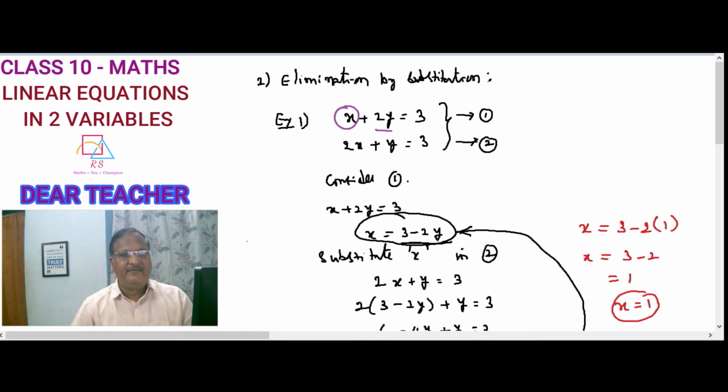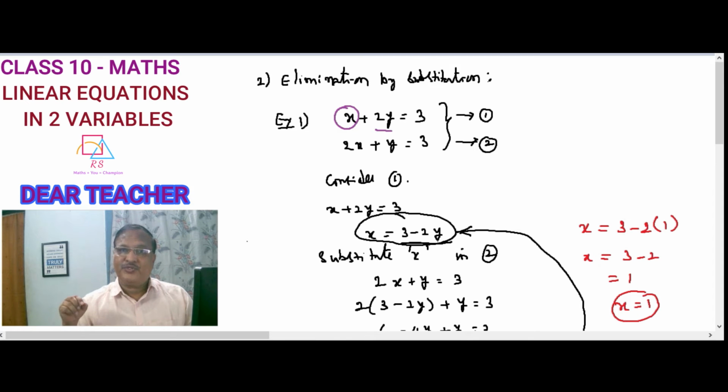Find any variable in terms of the other, and substitute that value in the other equation, so that only one variable remains. Find the value of that variable using the procedure given in linear equation in one variable. To do this, you have to do at least 50 problems so that you can do it very fast. Then you will get the value of one variable.